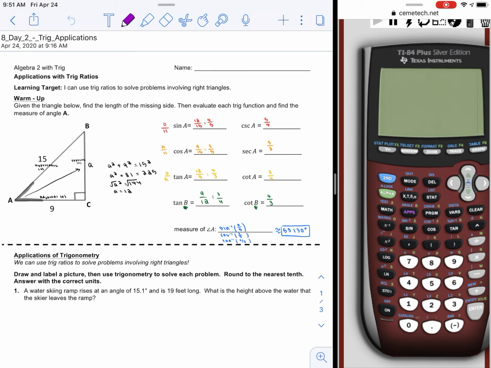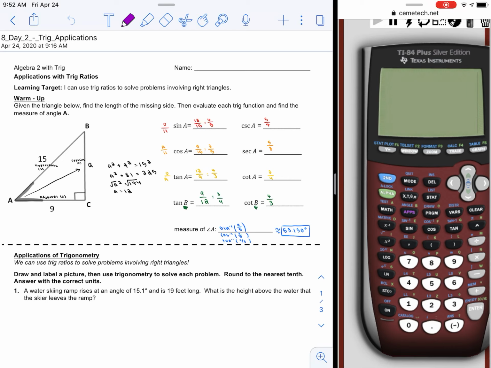And then for tangent B, note the other angle. So now your opposite and adjacent sides flipped. So when you're looking at angle B, the side that's now opposite is the side with the measurement of 9, and the adjacent side is now the measurement with the 12. So I reduced that, and then I flipped it for the cotangent.